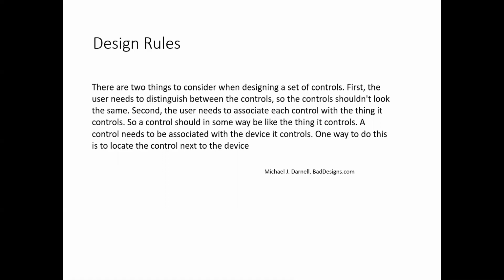These are some kind of general principles. One thing you'll notice as we go through the course, all of your general principles have probably as many exceptions as they do rules. So I agree with this. Controls should not look the same, and they should be associated with what they're controlling. So they should be nearby or have some other link. Not always. It essentially depends on your design.